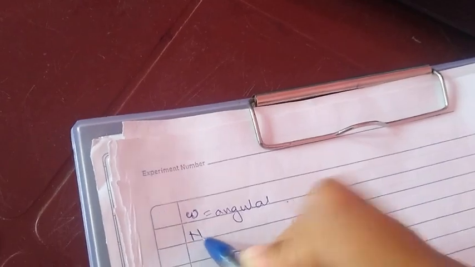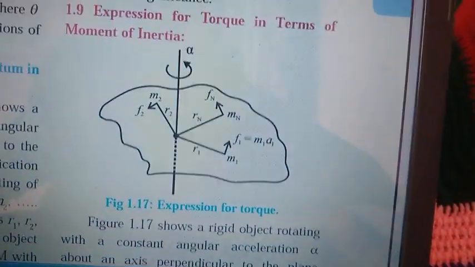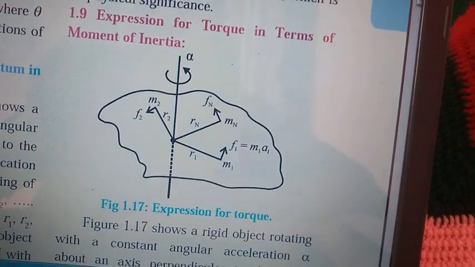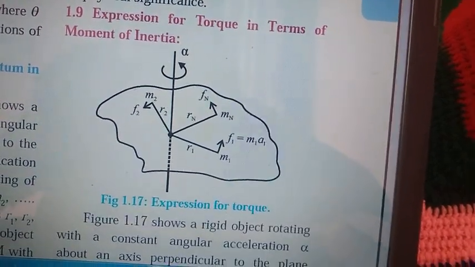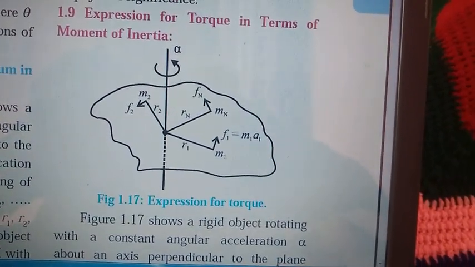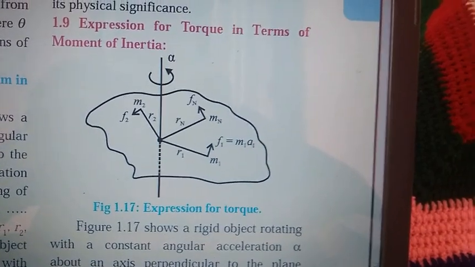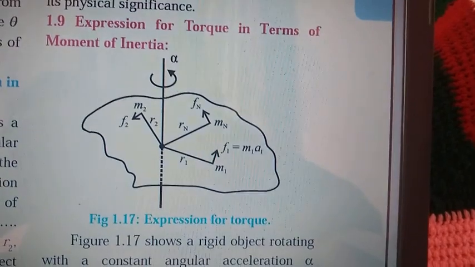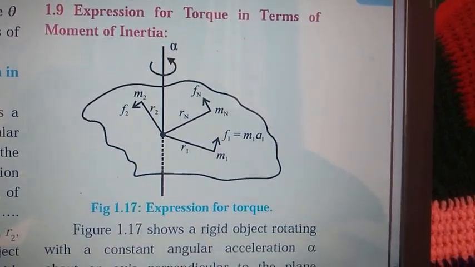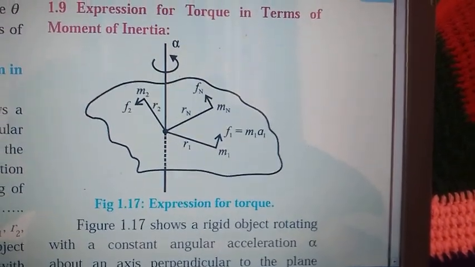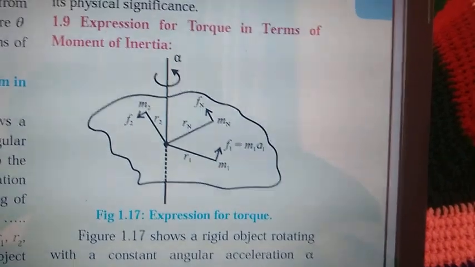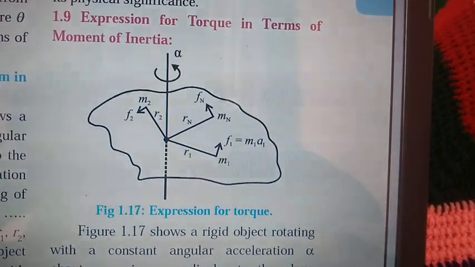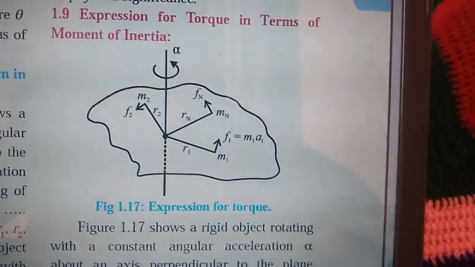Let the total number of particles be n. So in this diagram you can see that suppose there are total n number of particles in that object. The object is rotating about its axis with an angular speed omega. Now if you consider that the object is rotating about that axis, then the n number of particles inside that object perform uniform circular motion.